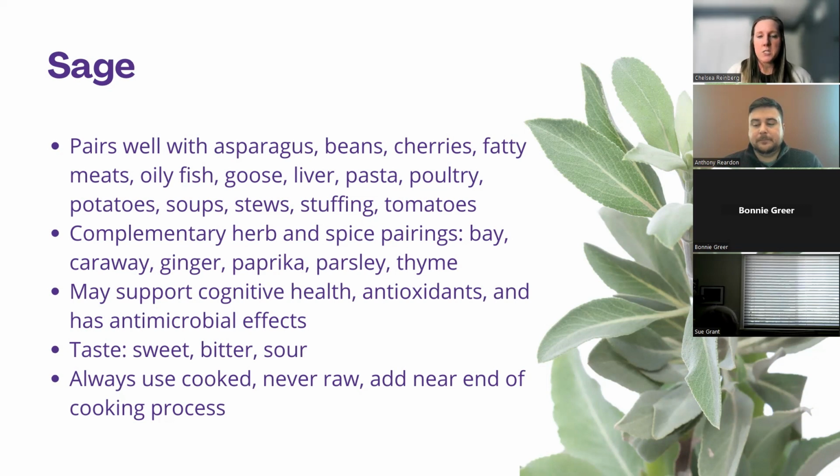Same with this one. This herb may support cognitive health, has antioxidants, and has antimicrobial effects. The taste can be sweet, bitter, or sour. You want to always use this one cooked and never raw, and add it near the end of the cooking process. In some dishes, like a stuffing or a chicken, you obviously add it earlier on in the process. But you never want to use sage as a raw herb, always cooked.